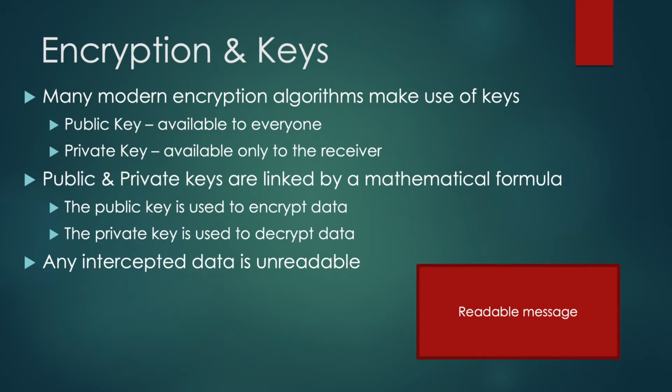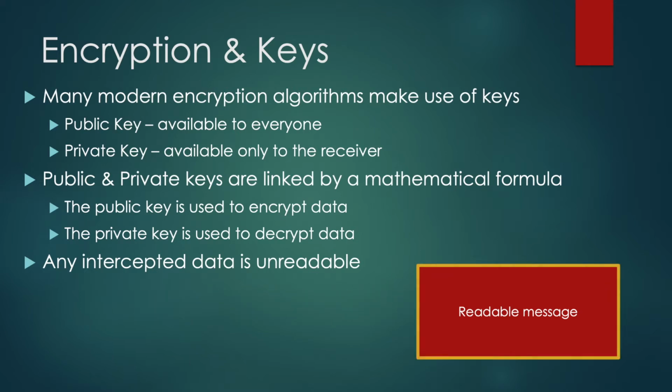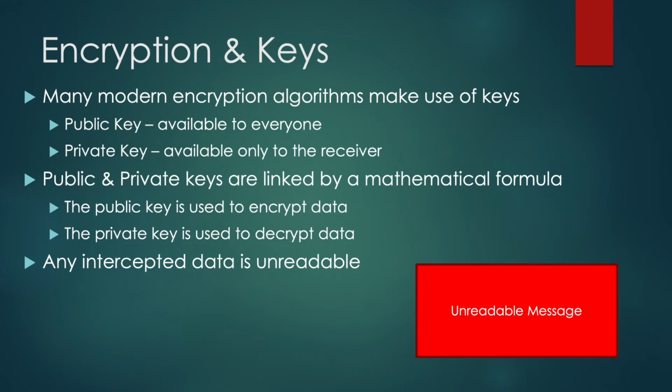Any intercepted data is unreadable, and that is the main aim. At the point of being sent, you have a readable message. At the point where it is received, you have a readable message, and anywhere in between, you want that data to be unreadable. So any interception of your data during communication is pointless because the intercepted data is unreadable. What we do is apply a key to your readable message, and when we apply a key to the readable message, it becomes an unreadable message.